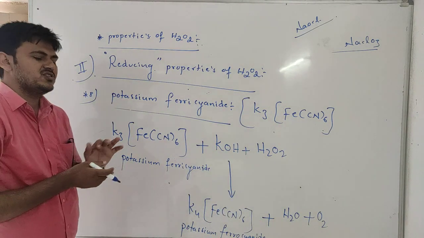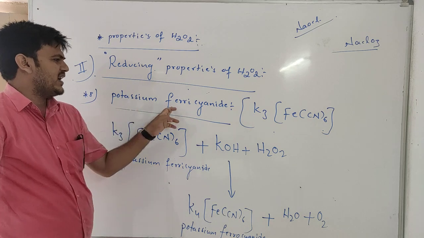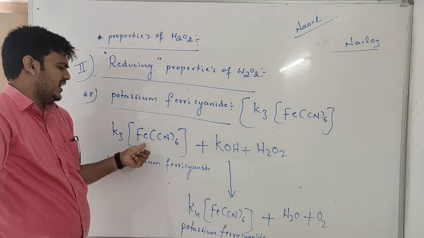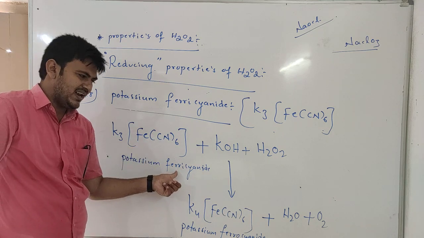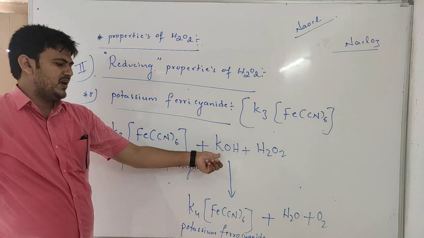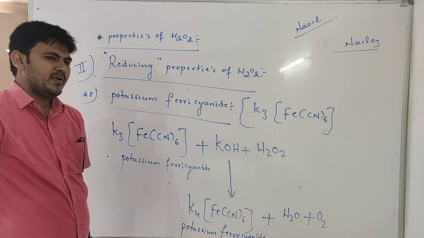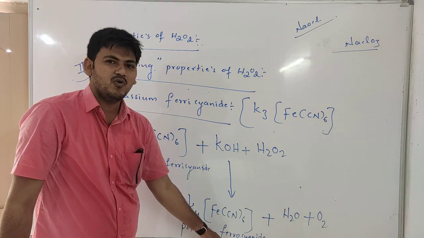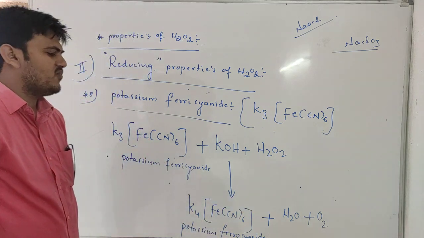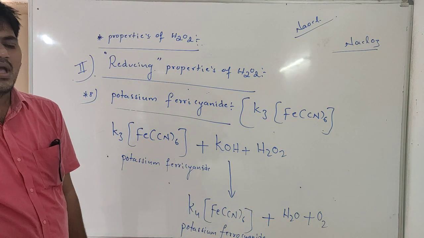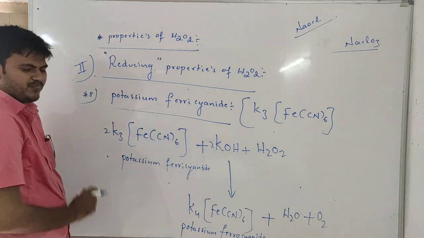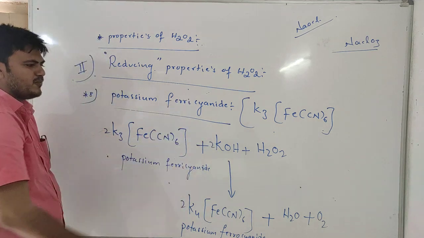This is a previous JEE Mains question. Potassium ferricyanide, formula K3Fe(CN)6, in basic or alkaline medium, potassium hydroxide, plus hydrogen peroxide. Then potassium ferricyanide is converted into potassium ferrocyanide, and the byproducts are water and oxygen. Very simple: 2 into 3, 6 plus 2, 8 moles of potassium. So 2 into 4, 8 moles of potassium.